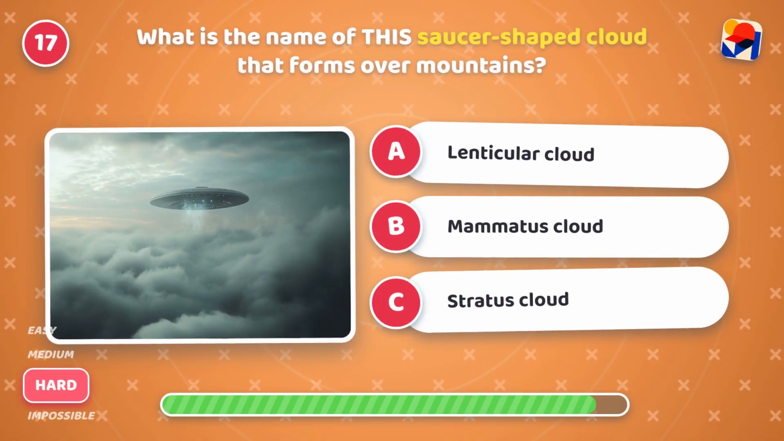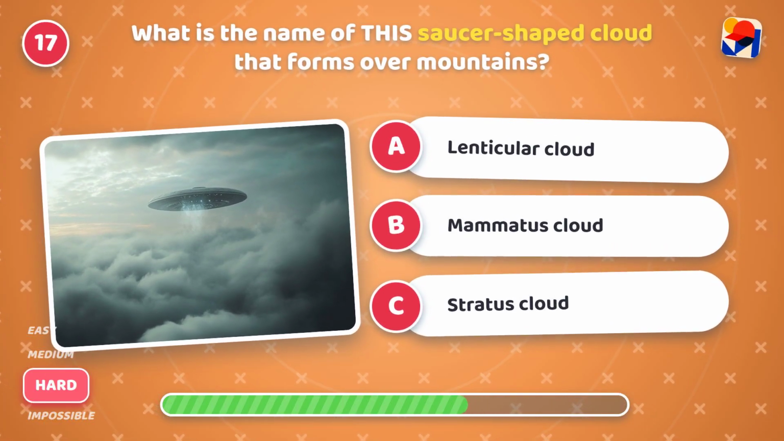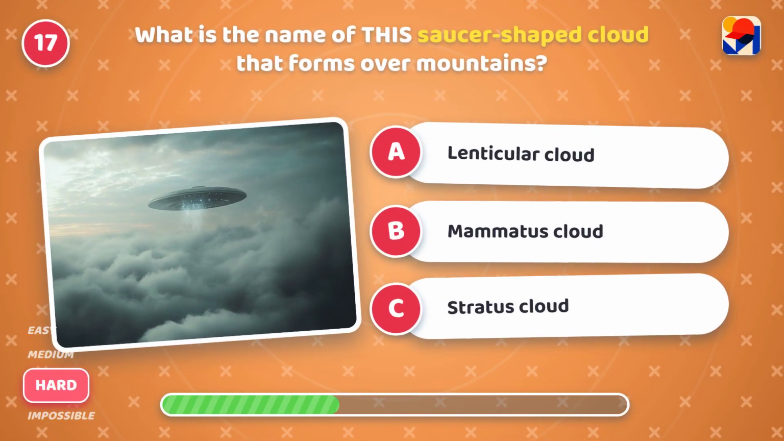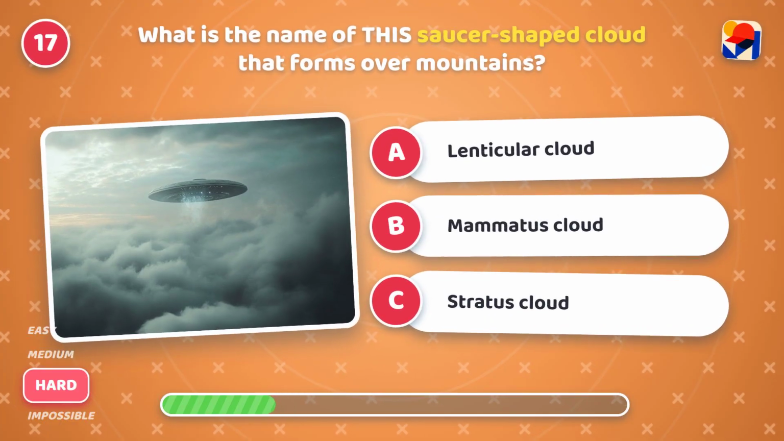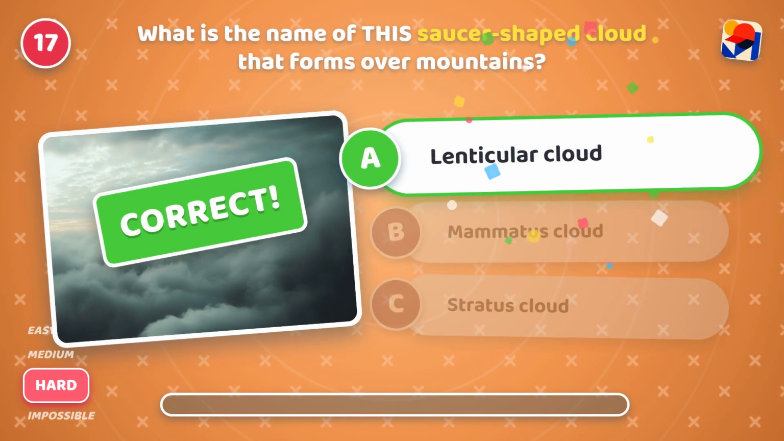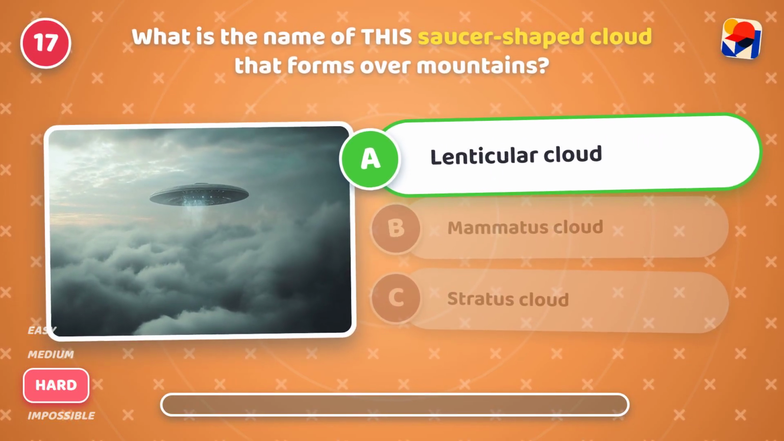What is the name of this saucer-shaped cloud that forms over mountains? Is it A, lenticular cloud, B, mammatus cloud, or C, stratus cloud? It's A, lenticular cloud. They form when moist air flows over mountains.